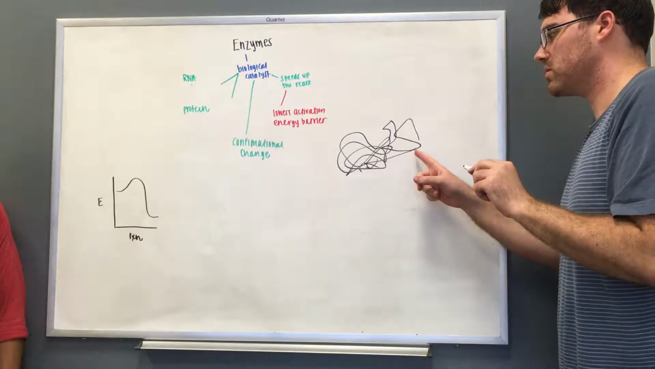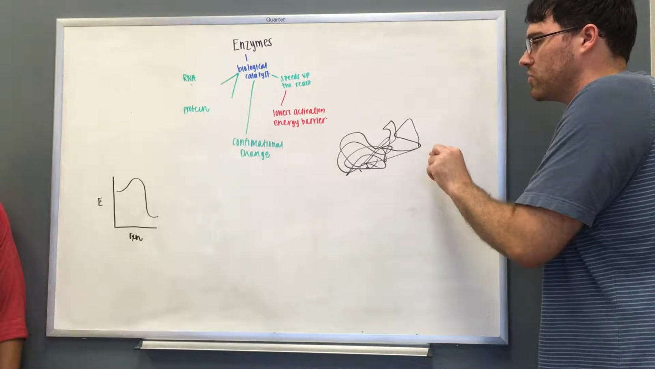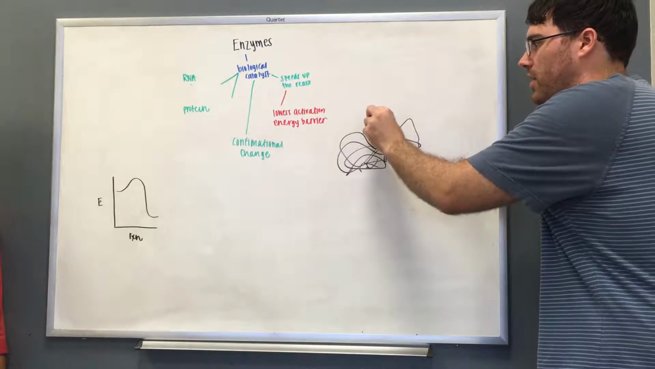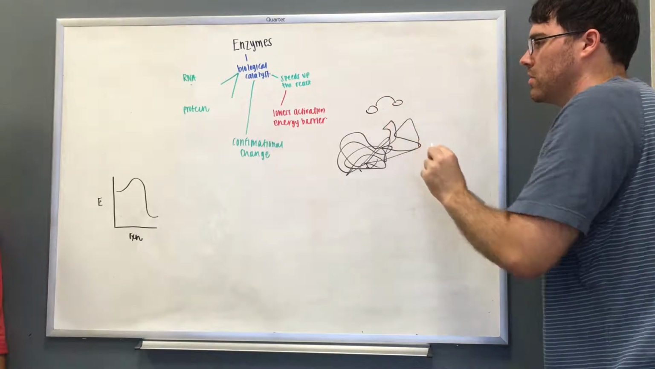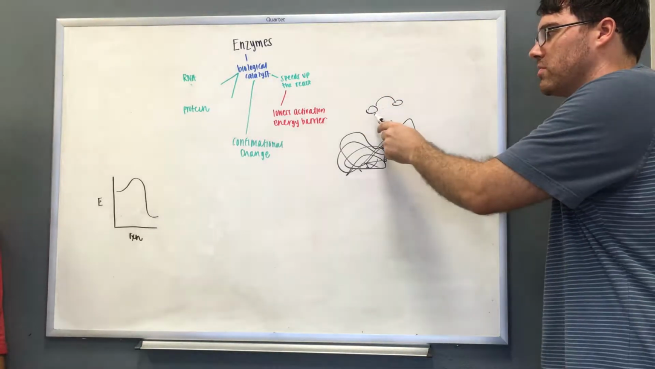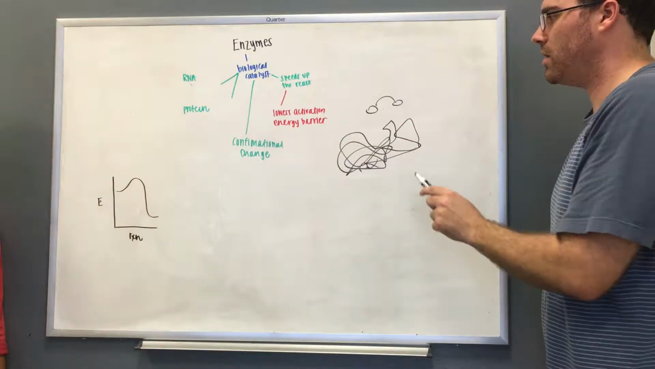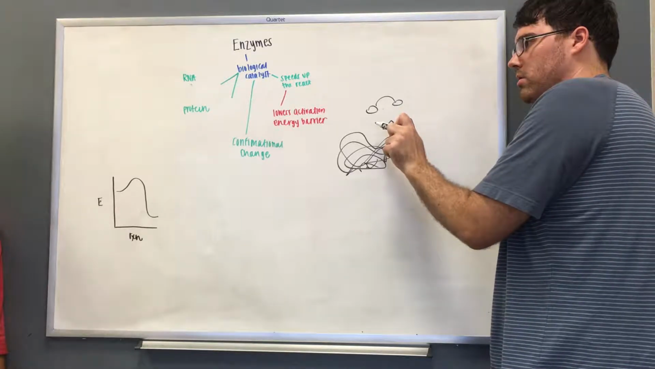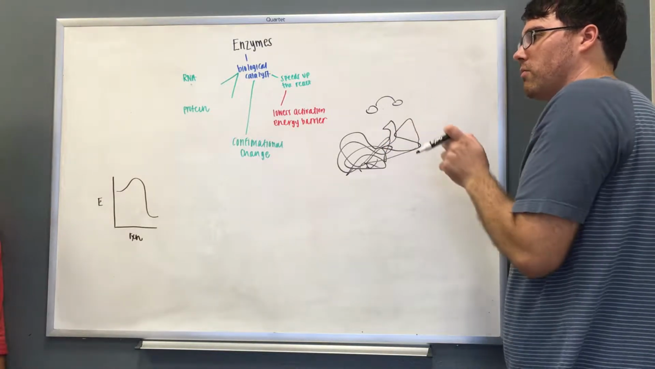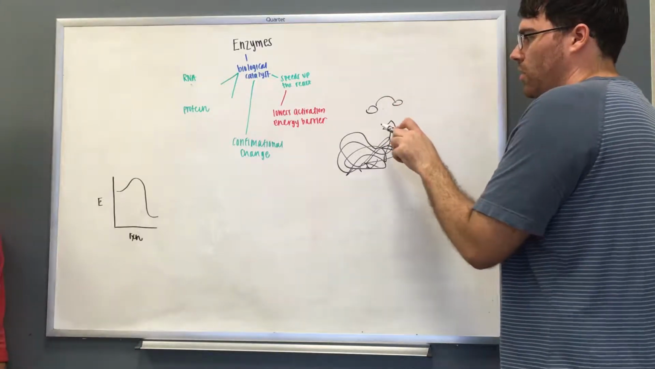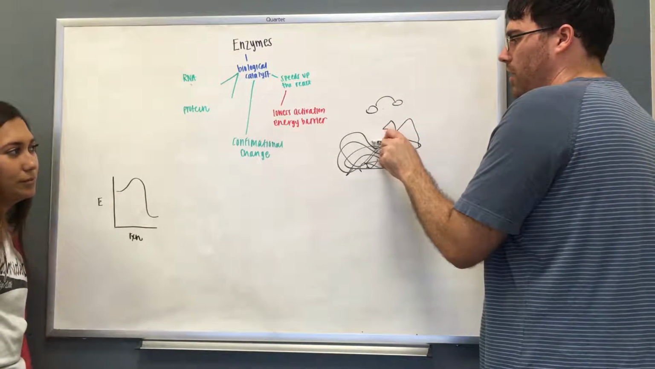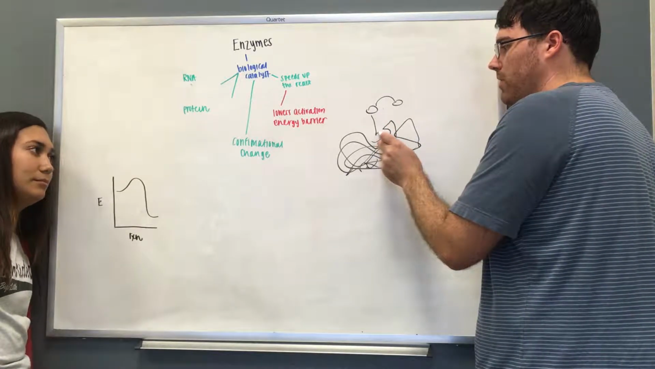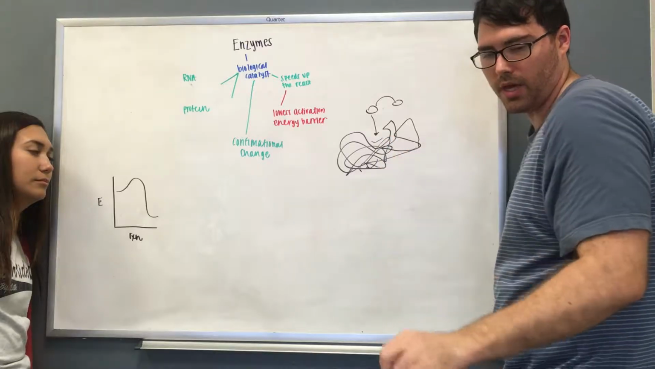Let's say this is, I don't know, we'll say this is sucrase. So sucrase is the enzyme that catalyzes the breakage of sucrose. Sucrose is table sugar, and it's a combination of glucose and fructose. And glucose and fructose, sugars, are they polar? Does sugar dissolve in water? Yes. Okay. So there is this region in the enzyme called an active site. What happens when a sugar molecule binds to that active site?